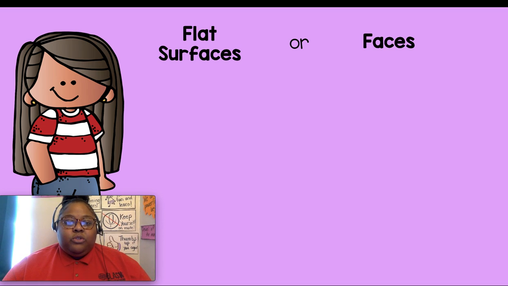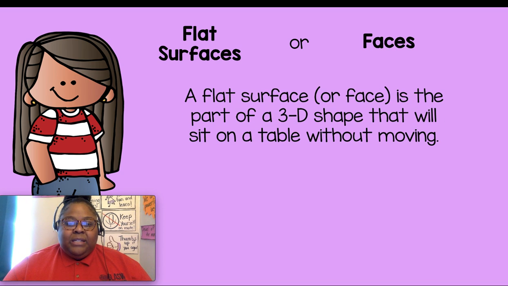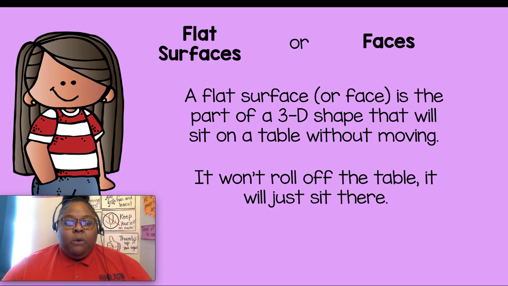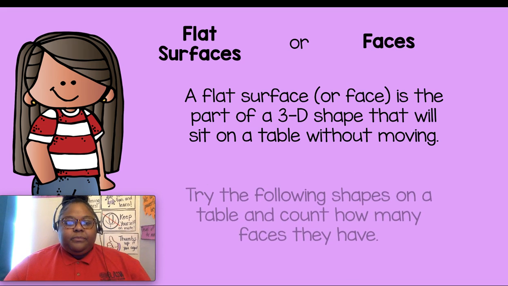So we're going to use two words today, flat surfaces and faces. Can you say those words with me? Flat surfaces and faces. Good job, kings and queens. A flat surface or face is the part of a 3D shape that will sit on a table without moving. It won't roll off the table. It will just sit there.